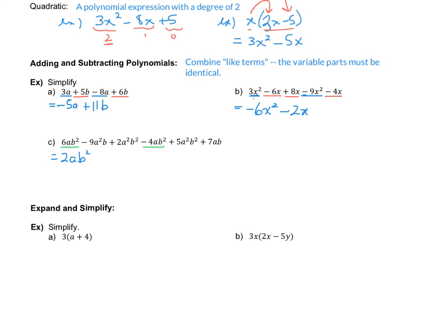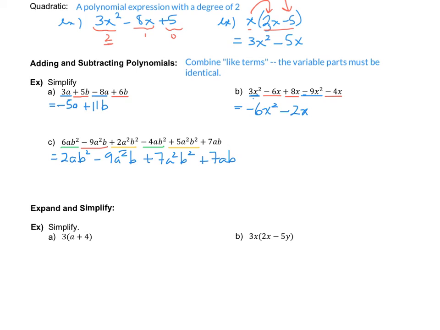Now I'm looking at the a squared b. Any more a squared b's? No. So there's no other a squared b's to go together. So I'm just going to leave that as a minus 9a squared b. Now I have an a squared b squared. I have 2a squared b squareds, but I also have a plus 5a squared b squared. Altogether that's 7a squared b squareds. And then I've got this lonely little 7ab without any like terms to go with it.